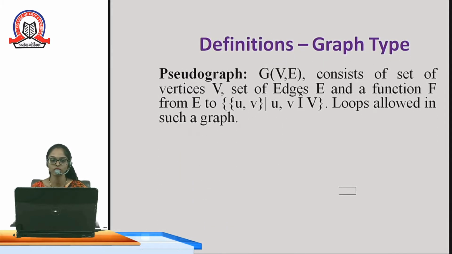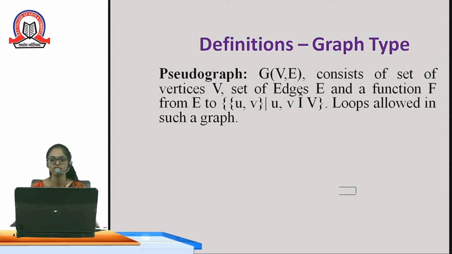Then the next type of graph is pseudograph. Now what is a pseudograph? It is the same as a multigraph. The only difference is that here loops are allowed. Loops means the first vertex and the ending vertex are the same, that is, the vertex is connected to itself.